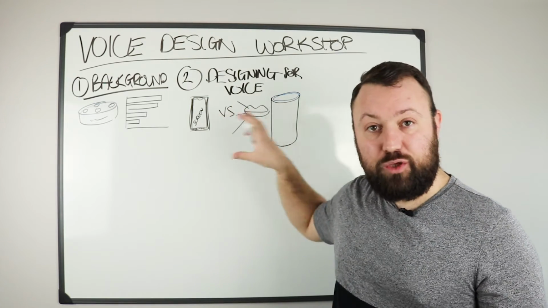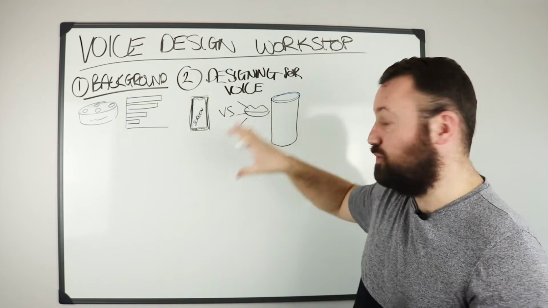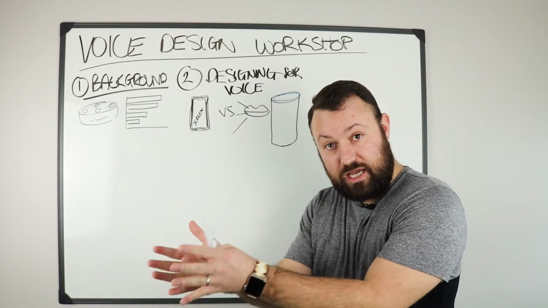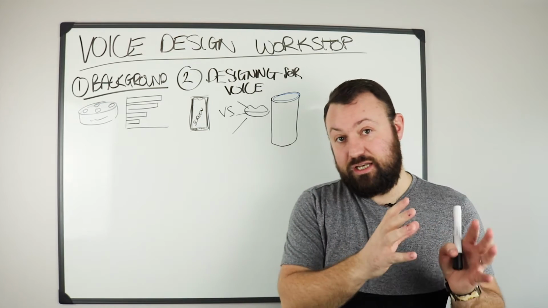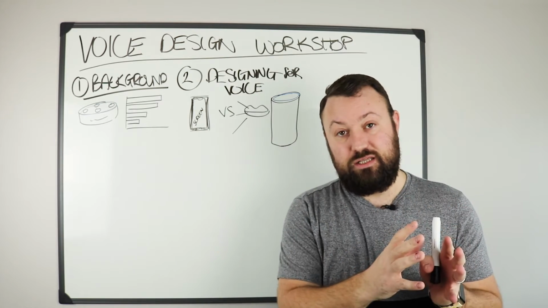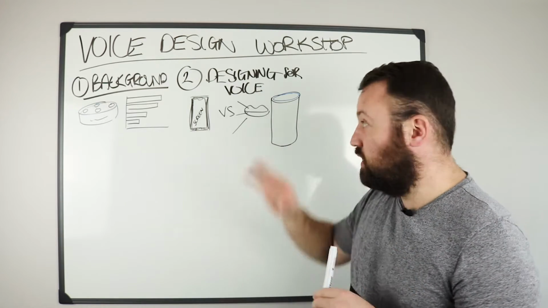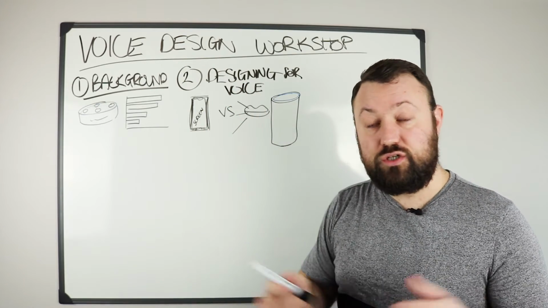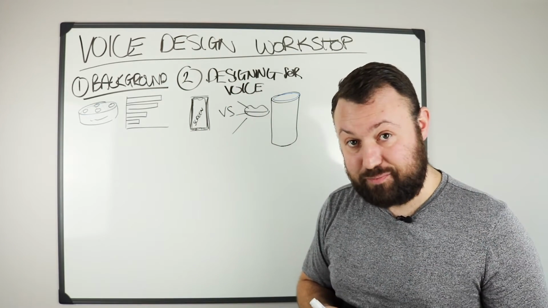At this point in time, you want to be covering some of the main differences between designing for a screen and designing for voice, because that will help people who come from a GUI design background understand some of the main differences and some of the complexities that they're going to face. Once you've discussed some of the differences between designing for a screen and designing for voice, you can then go into doing some testing of some voice apps.